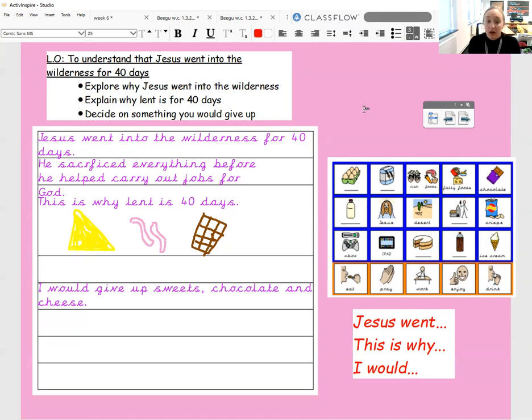Okay? And we're going to explore a little bit more about the story of Lent tomorrow in our RE lessons. So don't forget to have a little go at doing this task as it will help you in this sequence of learning this week. Have fun doing this, and I'm looking forward to see what you are going to suggest that you would have to give up if you were going to sacrifice one thing for 40 days. Hopefully it won't be as many things as me.